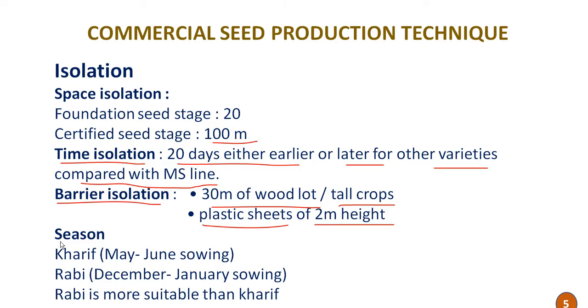Then the season. Rice is grown in the Kharif and Rabi seasons. In Kharif, May or June is the sowing time, and in Rabi, December and January is the sowing time. And Rabi is more suitable than Kharif due to the problem of the rainy season. Rabi season rice hybrid seed production is more suitable as compared to Kharif.